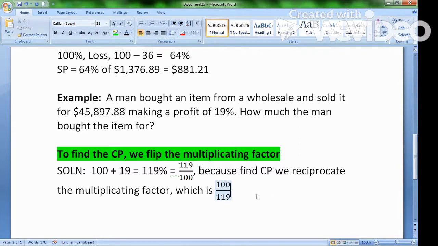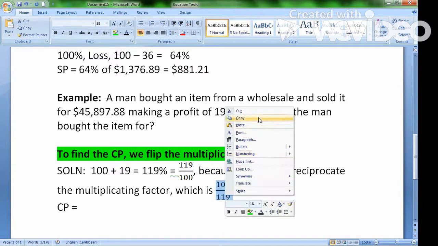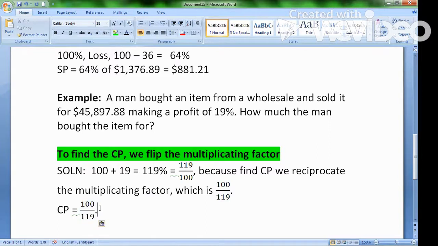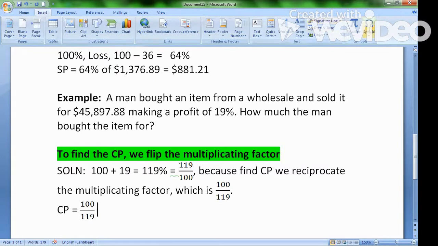So I'm flipping this here. It's going to be 100 over 119. To find the CP, we just find 100 over 119 multiplied by the 45,000. I want someone to work that out and tell me how much you get, to 2 decimal places.